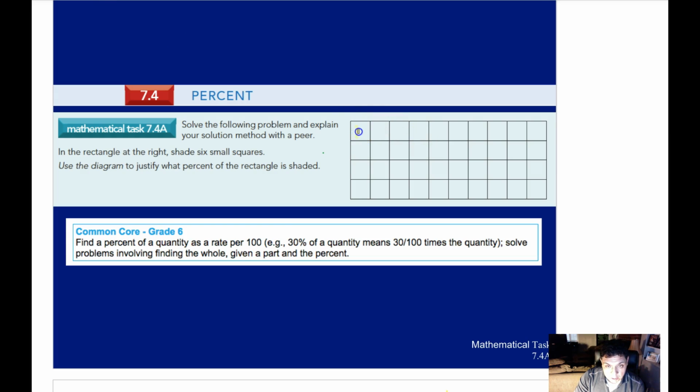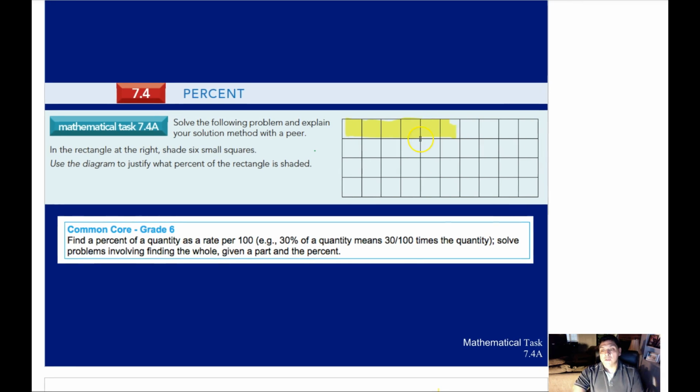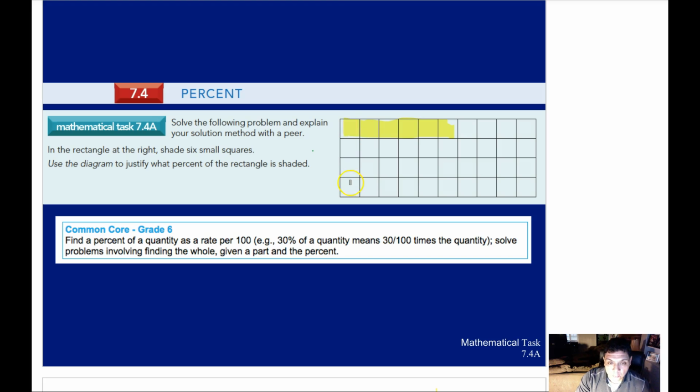So I'm going to shade in, here's 1, 2, 3, 4, 5, 6. So there's 6 shaded squares there. And then looking at that, use the diagram to justify what percent of the rectangle is shaded. So let's look at the total here. So I've shaded 6 here, and the total here is 4 by 10.